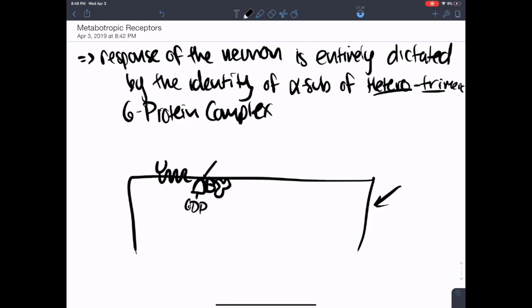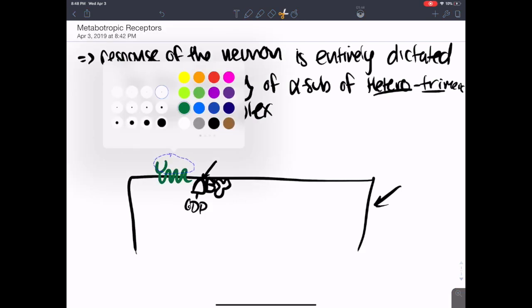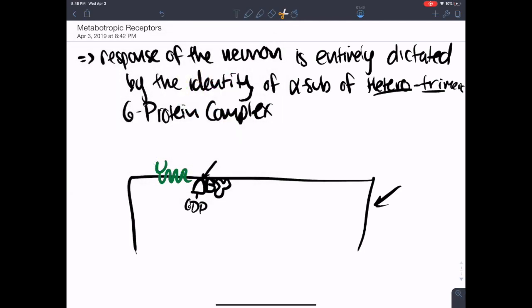The identity of this alpha subunit is going to be what determines the overall effect of the entire structure, meaning you could completely change the identity of the receptor to bind to a different ligand, and the response would be the same because all it does is exchange this GDP with a GTP, which activates the alpha subunit. So that's important to keep in mind going forward. It's always about the alpha subunit of the G protein coupled receptor.